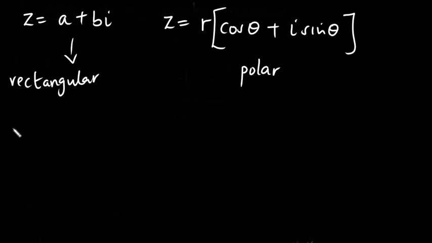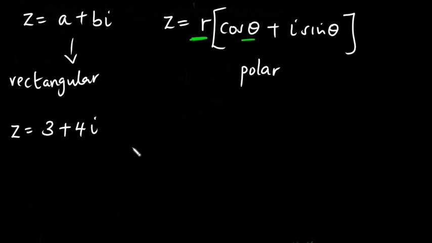If we have a complex number z equals 3 plus 4i, this complex number is in its rectangular form. I want us to convert it into its polar form. So we need to get the value of r and the value of theta. r is the modulus of this complex number, so the first thing is to get the modulus.